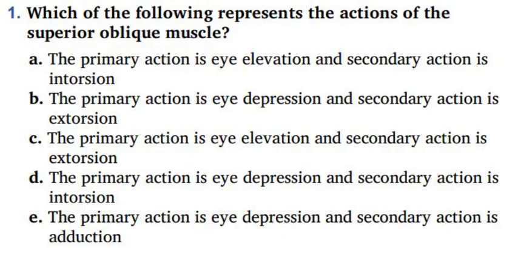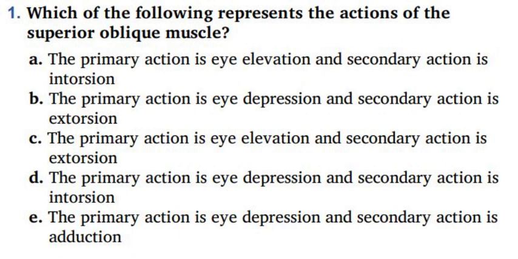The very first question is this: which of the following represents the actions of the superior oblique muscle? A. The primary action is eye elevation and secondary action is intorsion. B. The primary action is eye depression and the secondary action is extorsion. C. The primary action is eye elevation and secondary action is extorsion. D. The primary action is eye depression and secondary action is intorsion. And E. The primary action is eye depression and secondary action is adduction. Now let's give ourselves a moment to think about it.